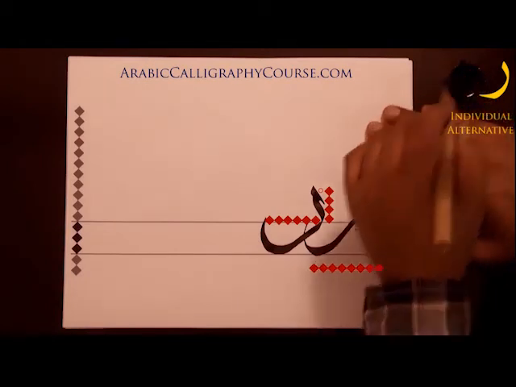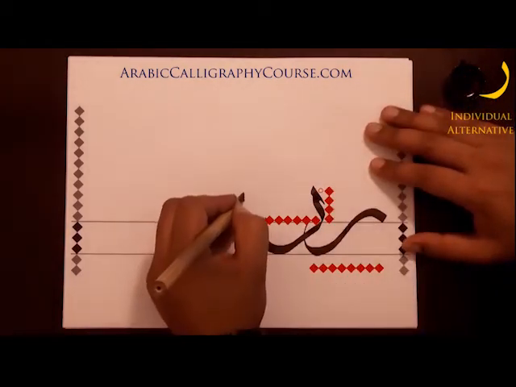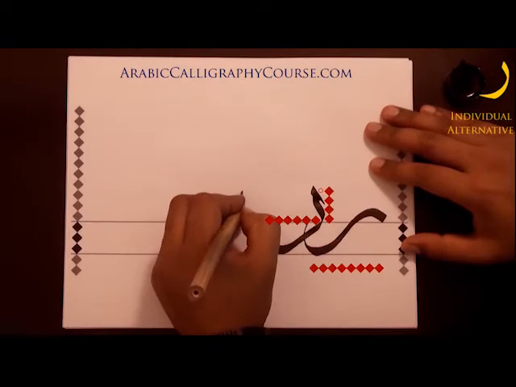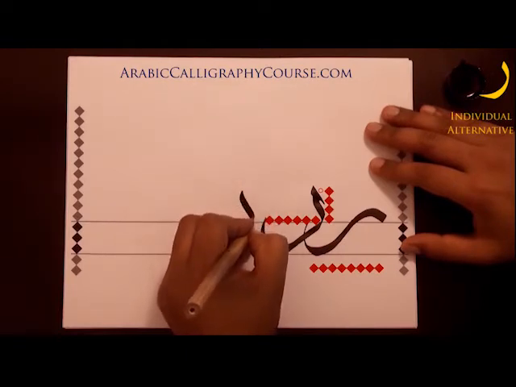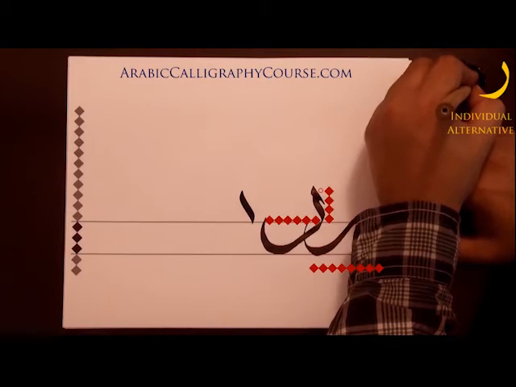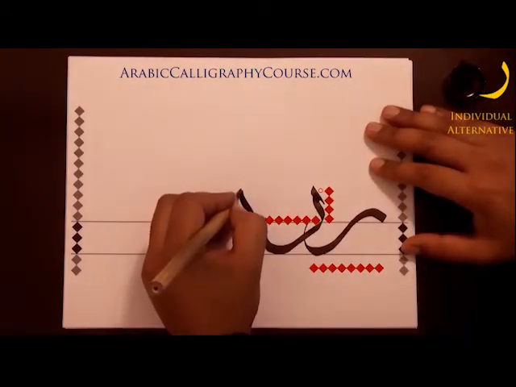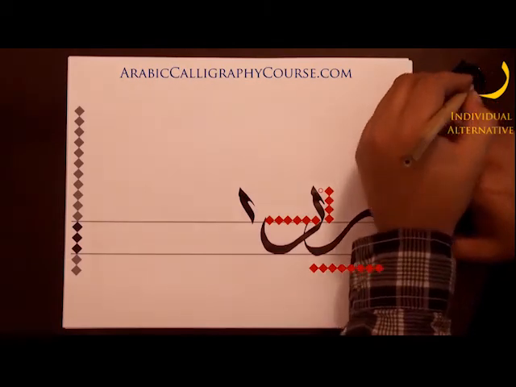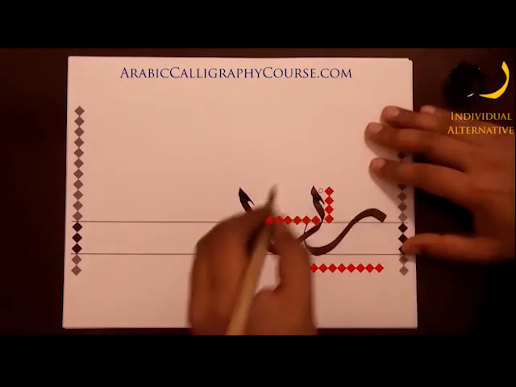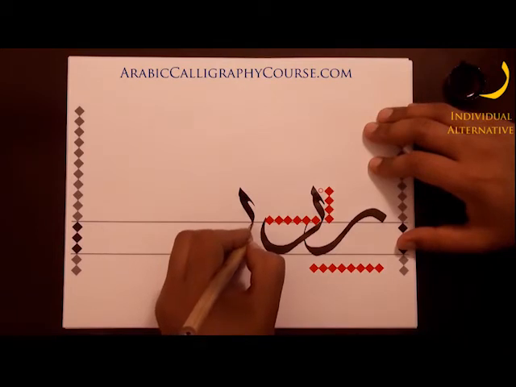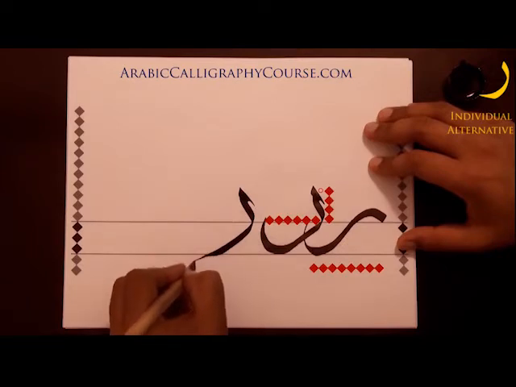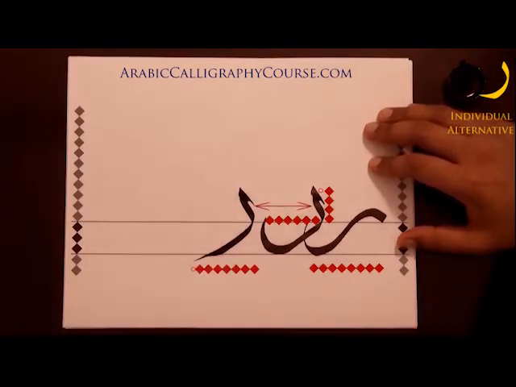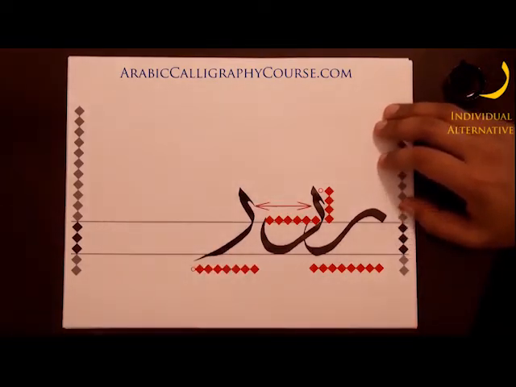Another way you can script the individual letter Ra is by starting off the same way as we did in the previous version. And then for the second stroke, you would also start off the same way in a diagonal fashion, but as you approach the bottom baseline, you would give the pen a flick and you would create a Ra that looks like this.